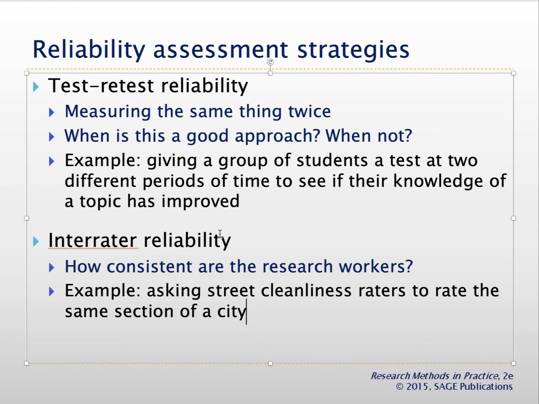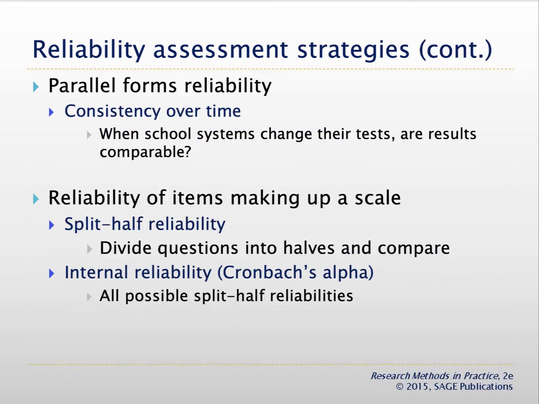Another thing is inter-rater reliability. Just get two research workers to do the same thing and see how much they agree. That is widely used, and that's also widely used in coding qualitative research, seeing how consistent the codes are for two coders.